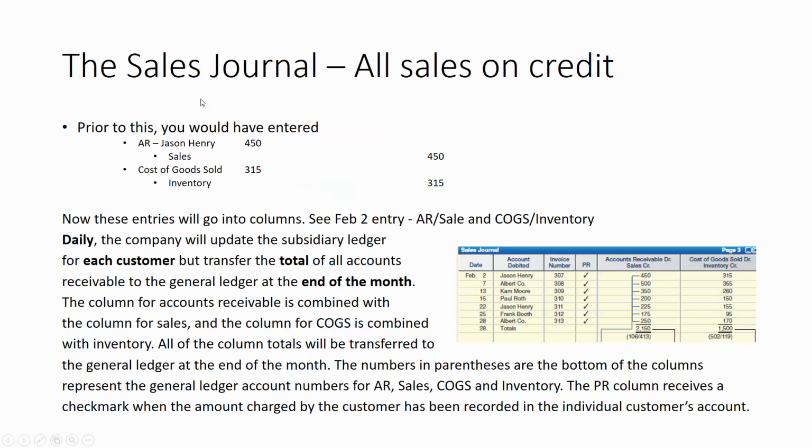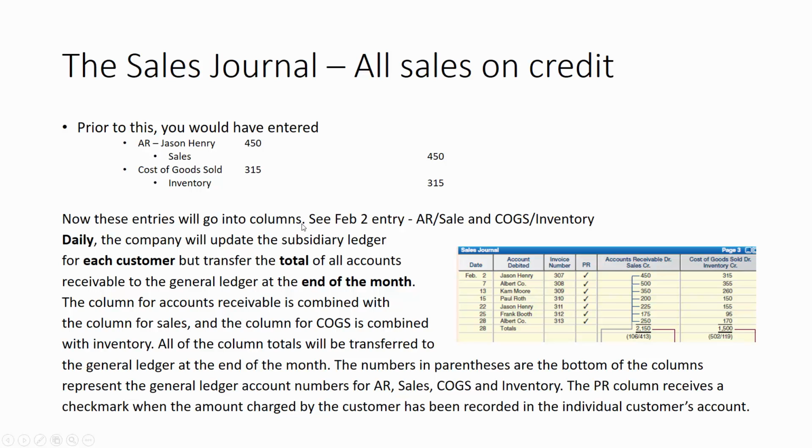Let's first of all look at the sales journal. These are all sales on credit. Prior to this, you would have entered accounts receivable for Jason Henry, $450, record the sale for $450, record the attendant cost of goods sold for $315, and the inventory that is no longer there because it's been sold in the amount of $315. Now these entries will go into columns.